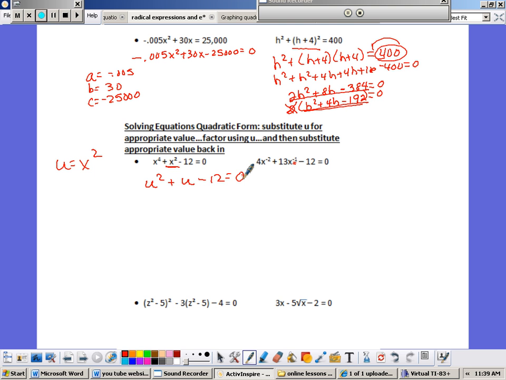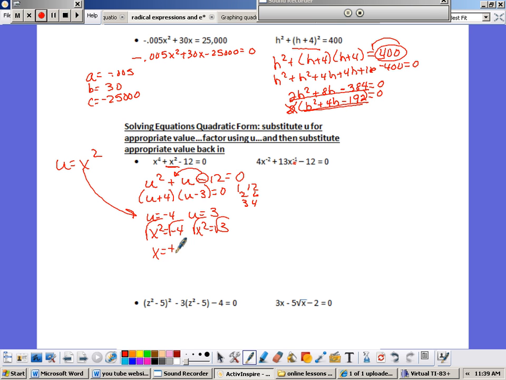Now it doesn't look so hard, because now I can do 1 and 12, 2 and 6, 3 and 4. Subtract for 1. u plus 4, u minus 3 equals 0. u equals negative 4, u equals 3. Now, plug the x squared back in. x squared equals negative 4, x squared equals 3. Square root both sides. x is equal to plus or minus. Remember, square root has two roots. The square root of negative 4 is 2i. x is equal to plus or minus square root of 3. I don't think I would have figured it out the other way.